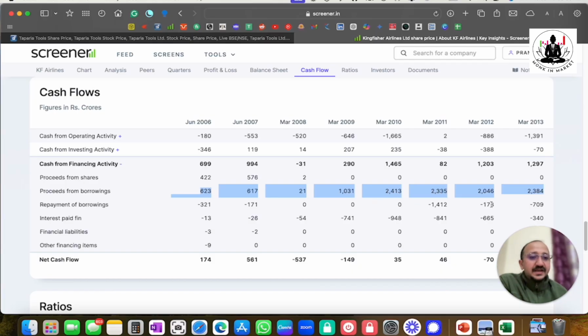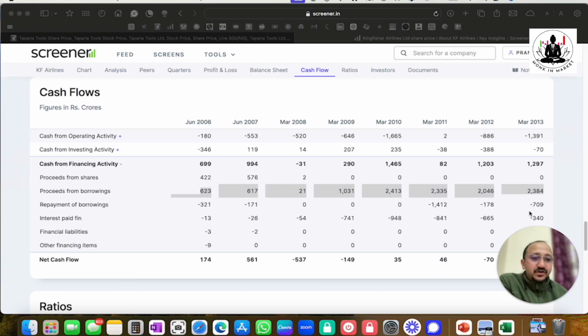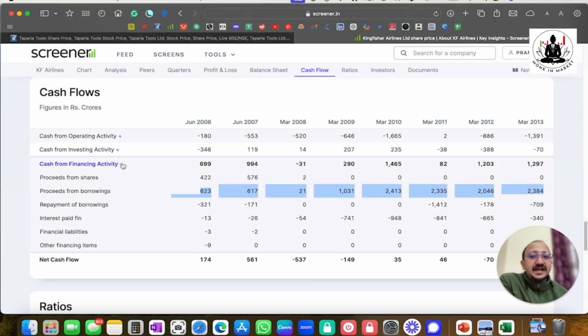So though it was trying to pay it back, at the end, just see over here, guys, I want you to have a look. The borrowings went up to 2000 crores, but the repayment was just 170. Just see the difference between these two. So it really went very, very high. So again, it was a negative flag.